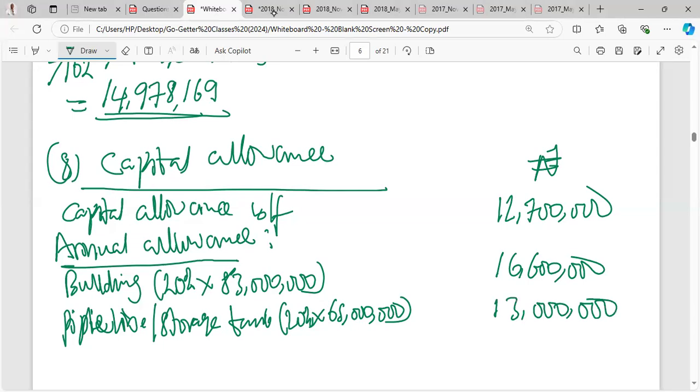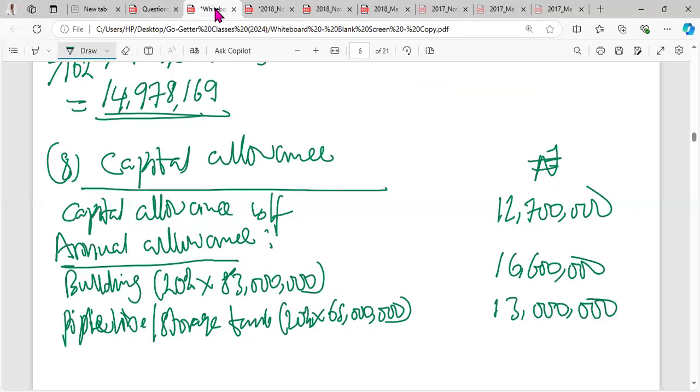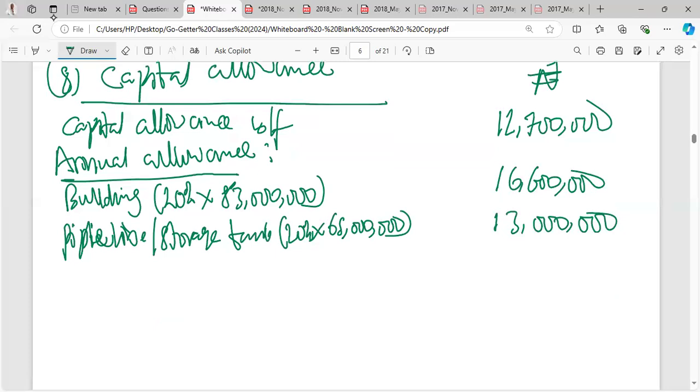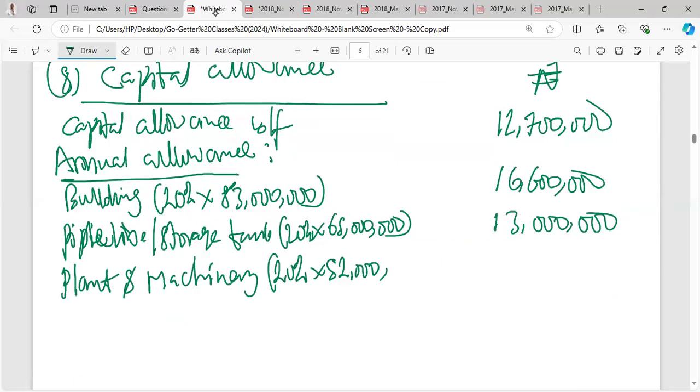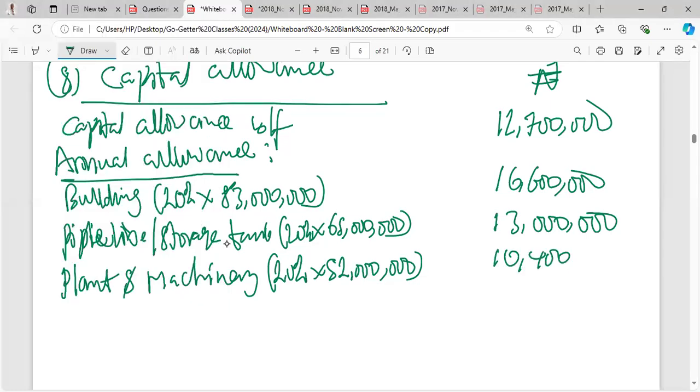Then the next one is plant and machinery, 52 million. Plant and machinery, 20% of how much? 52 million. So 52 million times 20%. That's 10,400,000. So that's it. Add all of this.